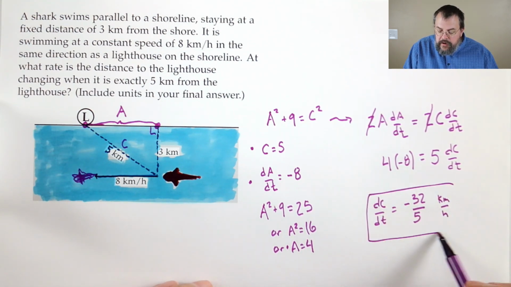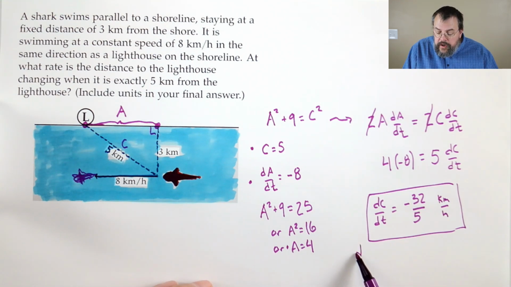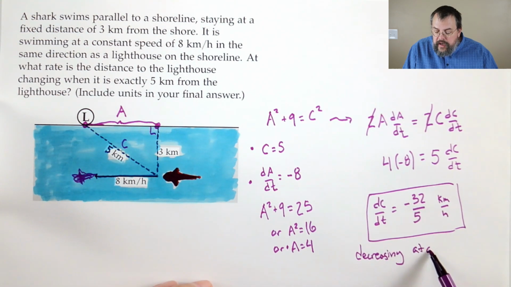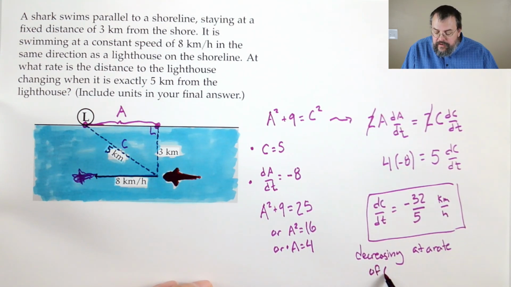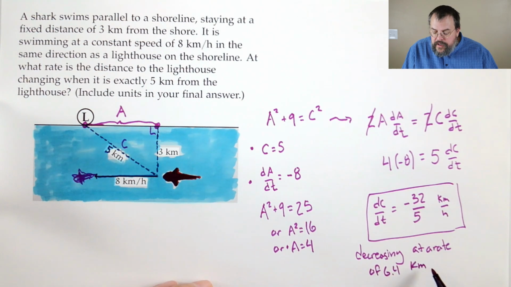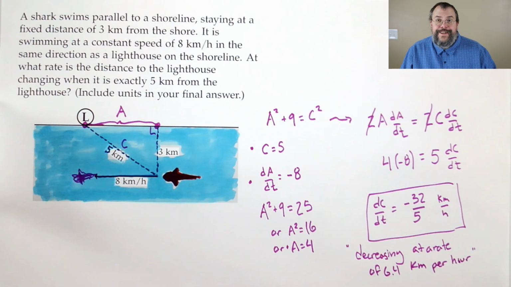And there we go. And you might, if you were saying this out loud, say, we are decreasing at a rate, and you could be fancy and convert this. This is 6.4 kilometers per hour. And that's another way you could say this if you were speaking to someone who didn't like to have too many symbols and numbers.